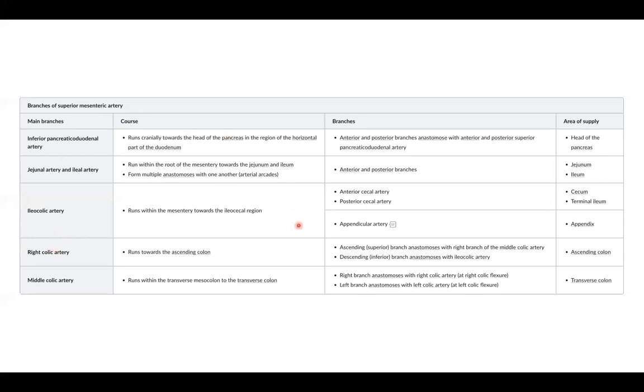Okay, so very important, go over this table. I would say that the course of the blood vessels is not that important. Area of supply is very, very important. And then the main branches, and if you can also memorize the smaller branches, that's good.